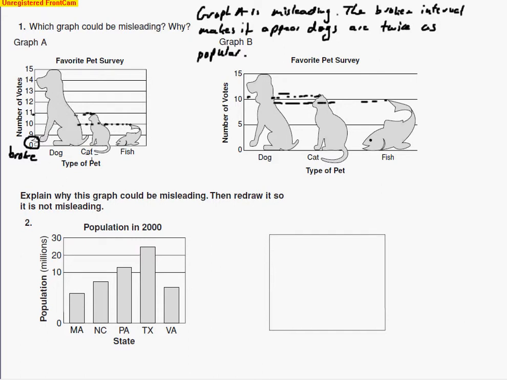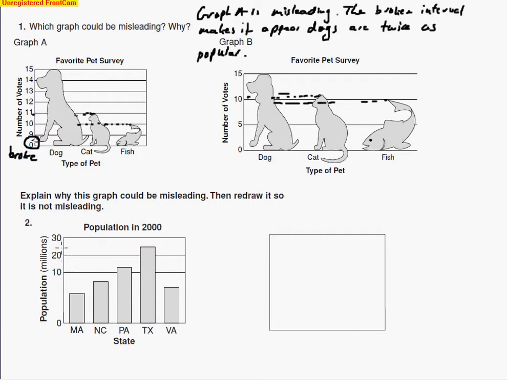Let's take a look at the next one here. Explain why this graph, the one down below, could be misleading, then redraw it so it's not misleading. So let's take a look at why. Well, looking at the intervals, again, we always look at these intervals to see if they're the same. What's different about this? Well, 0 to 10 is a huge difference here.